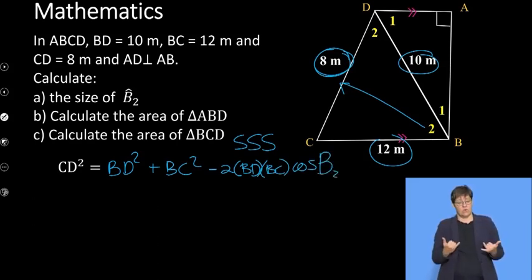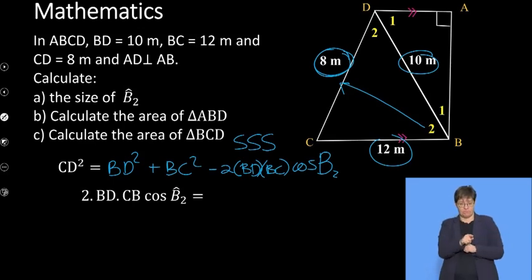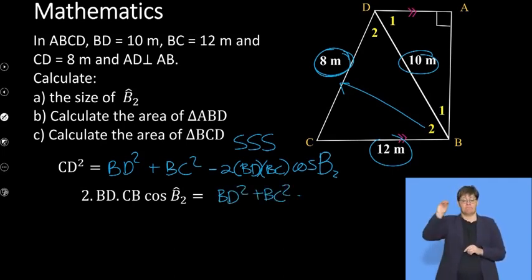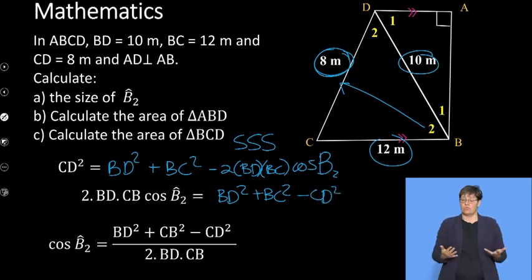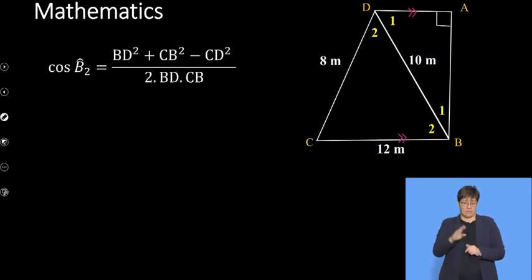Okay, so now we're just going to rearrange that. If we rearrange that, we'll end up with BD squared plus BC squared, and we're going to take the CD onto this side, so it'll become negative CD squared. So we'll end up with cos of B2 equal to BD squared plus BC squared minus CD squared, divided by 2BD times CB. Okay, we're going to substitute in now the values that we need to.